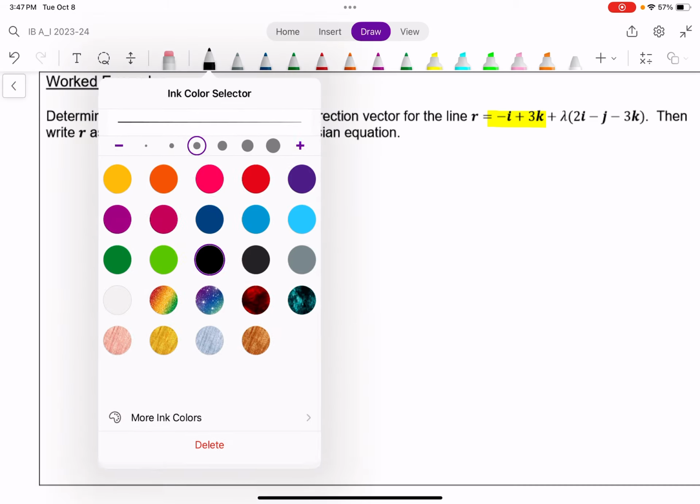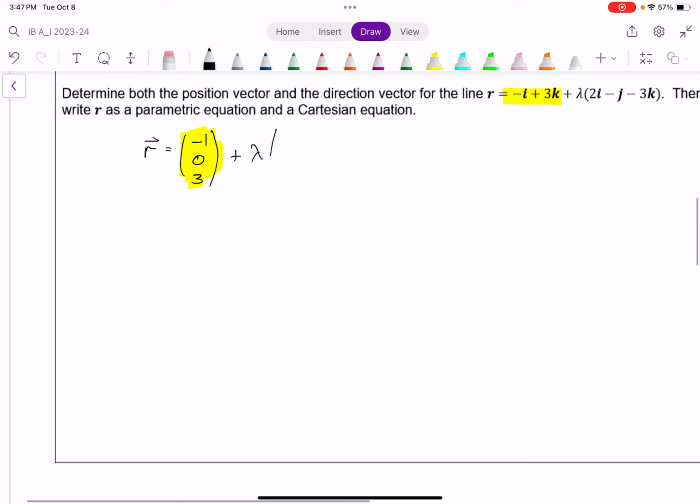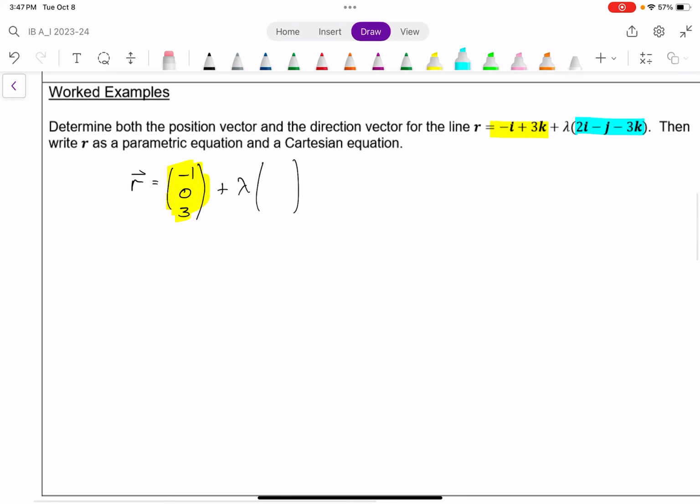Plus lambda, some constant, times the direction vector. And this right here is the direction vector. It's describing the direction of the line in three-dimensional space. And I'll write it as a column vector in a matrix here: 2, -1, -3. All right, so again, this is what we call the position vector. This is the direction vector.